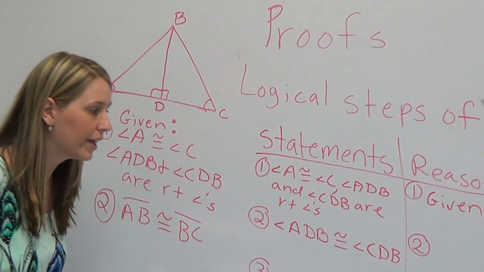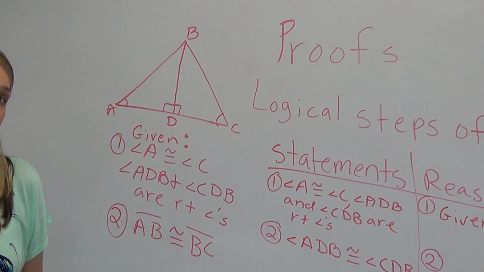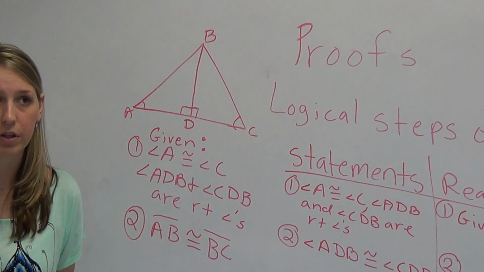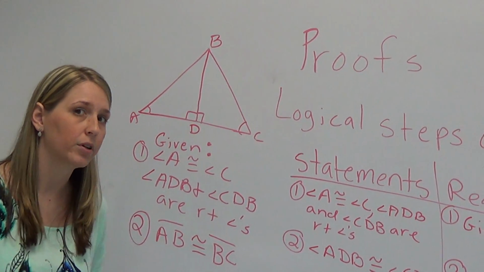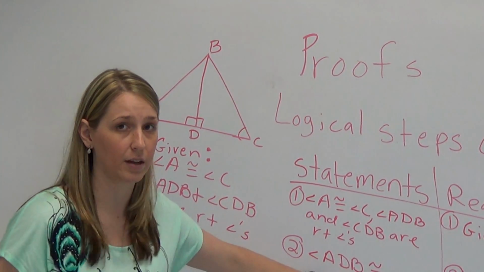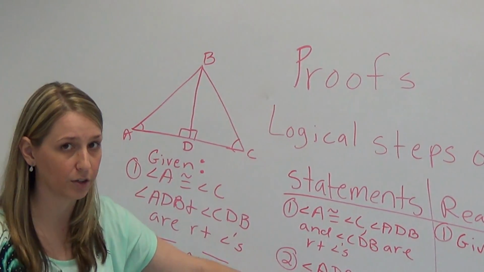You have to be able to say that because you can't just automatically assume they're congruent. You got to show each little step, just like a recipe. You can't assume that the person knows to put the noodles in at the second step. You have to tell them that. So I'm saying, okay, since these are right angles, then they have to be congruent.